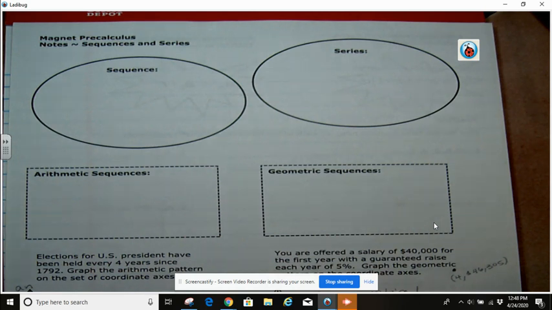But again, to assure you, Ms. Cohen says it's all good. You'll still be good for calculus.